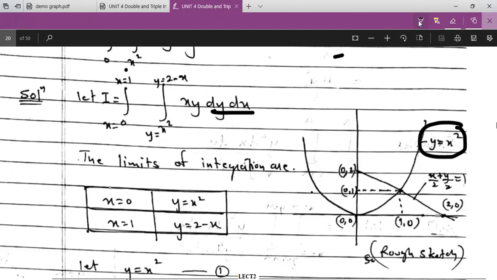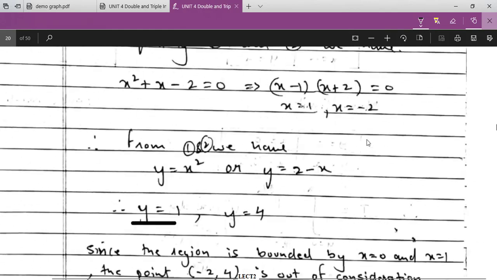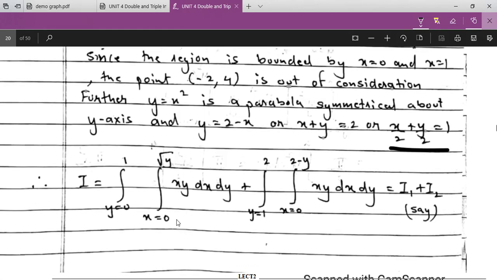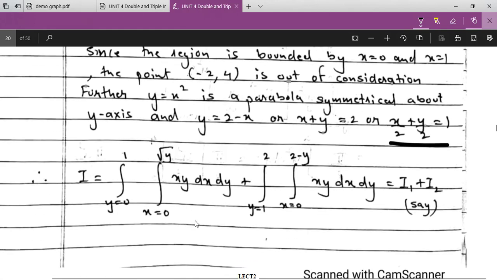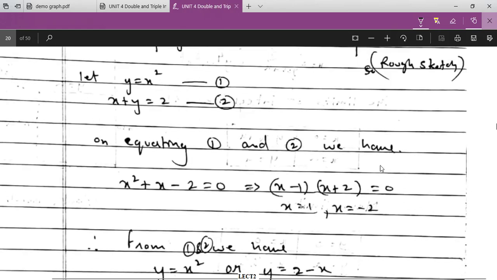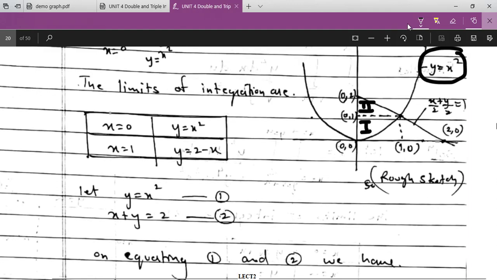see here, if I want to change this order, from this point I have two regions. This is my region 1 you can take, and this is my second region. And when I am changing this to dx dy, I am taking a horizontal strip for region 1. So let me consider this as I1 and this as I2, right? For region 1, what will be my value? See here, this is x equal to 0 to square root of y for this particular region.